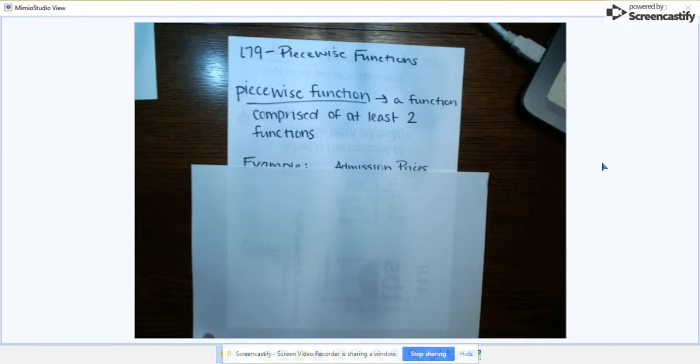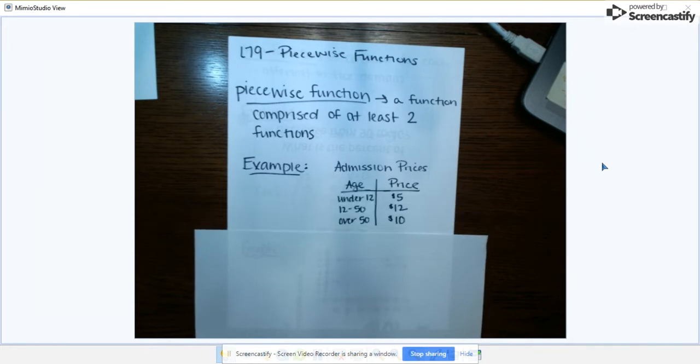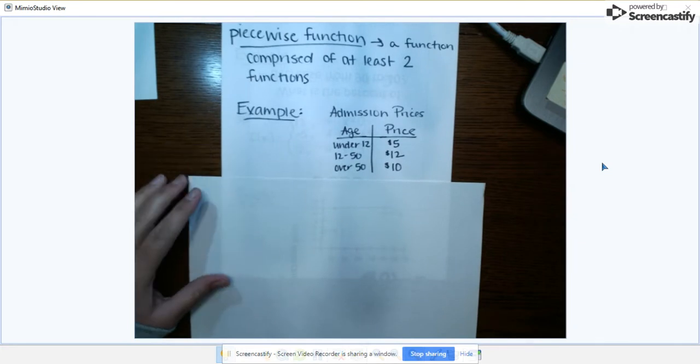Information is going to be given to us in a table. So we have a park or a museum or something that we have to pay admission to, and here's a table for the admission price. If you're under 12, you only have to pay $5. If you're between 12 and 50, you have to pay $12 of admission. And then if you're over 50, it's $10. So I'm going to go ahead and graph this function.